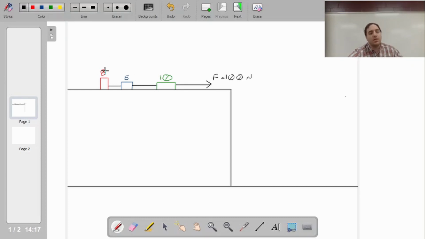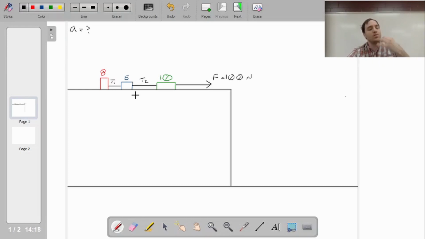We have an 8 kilogram, a 5 kilogram, and a 10 kilogram block. They're all connected and they're being pulled by a force that is exerting 100 newtons. This could be from a pulley or it could be just you, but for right now it comes from somewhere. What we want to know is several things. We could ask about the acceleration of the system. We could ask about the tension in the two wires here.